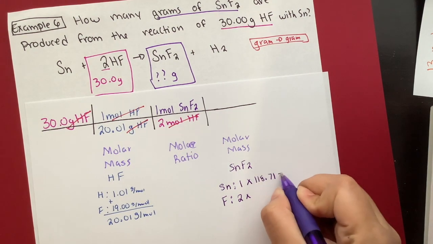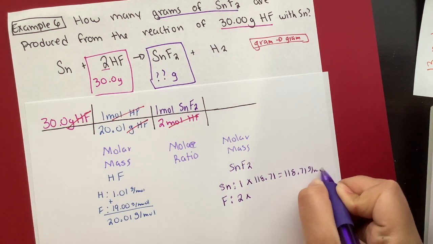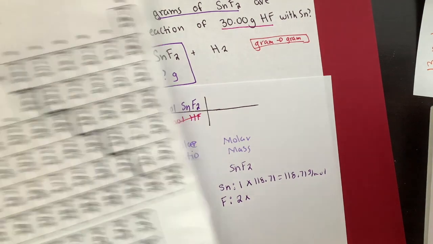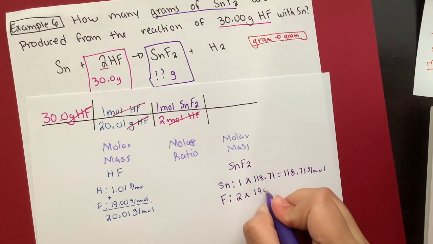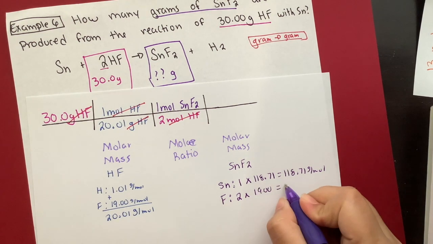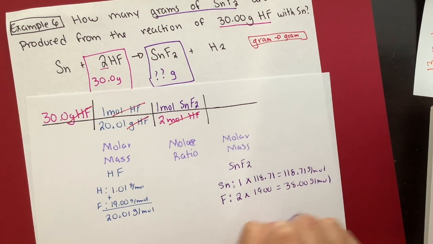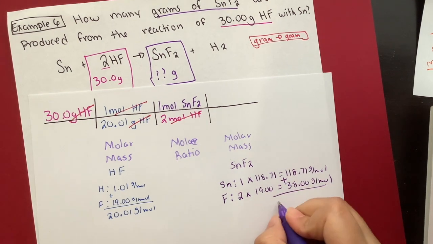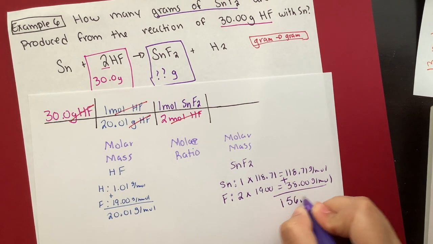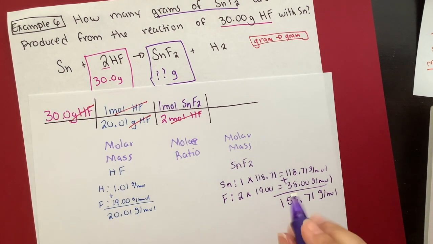0.71 multiplied by 1 is 118.71 grams per mole. Fluorine has a mass of 19 grams per mole. Multiply that by 2, it's 38.00 grams per mole. To find out the mass of the whole compound, I'm going to add the mass of both elements, and that gives me 156.71 grams per mole.